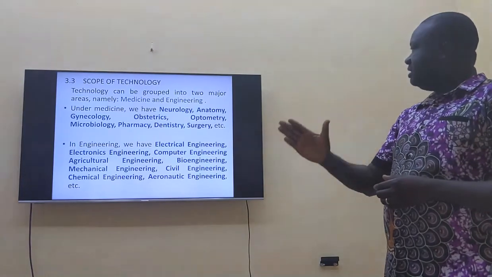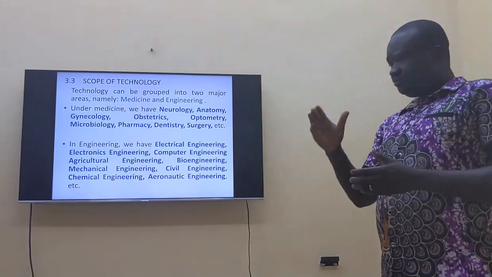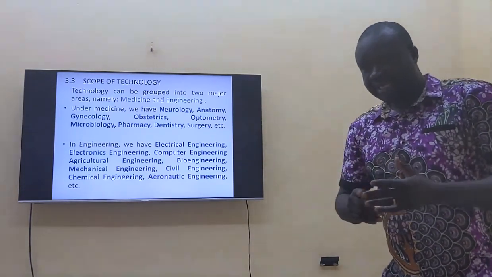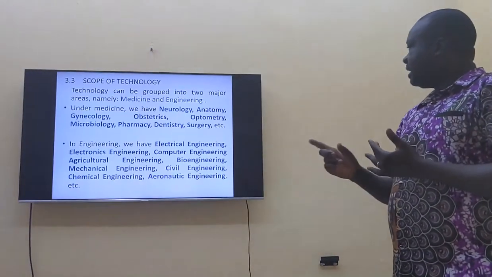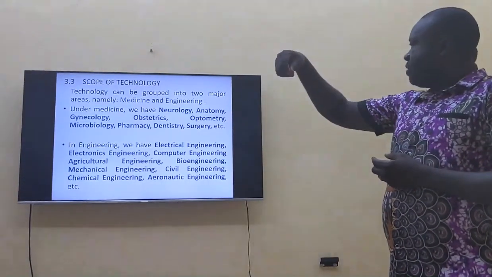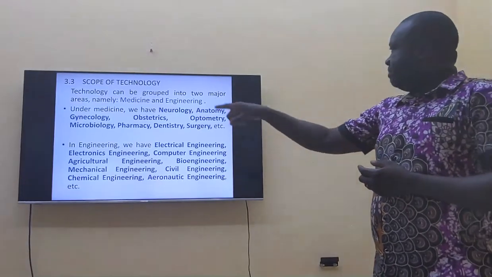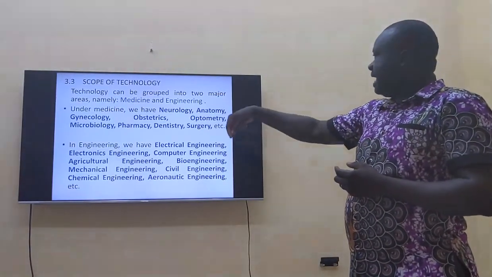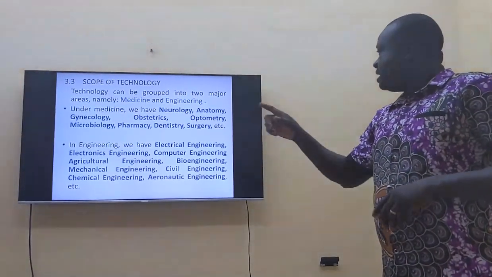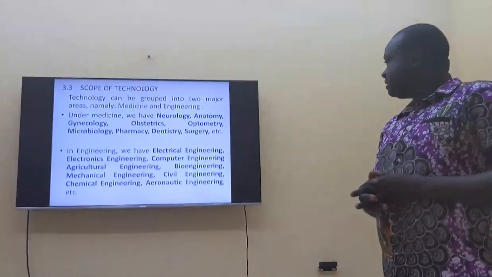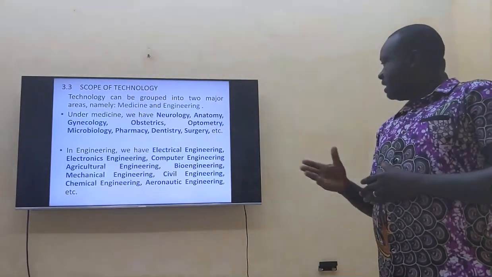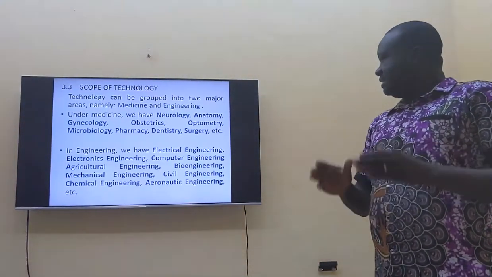Why we classify them into medicine and engineering is that we have some other cases, like zoology, like botany. They are not mentioned here simply because when you apply them, they are applied in medicine. Medicine is their end. Medicine is their goal. Without medicine, they will be unfruitful. Then, in engineering, we have electrical engineering, electronics engineering, computer engineering, agricultural engineering, bioengineering, mechanical engineering, civil engineering, chemical engineering, aeronautic engineering, etc. There are some others.